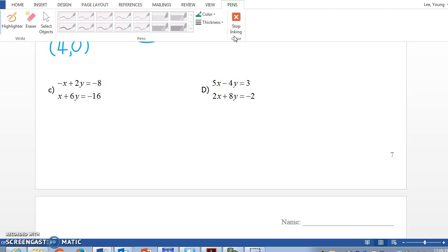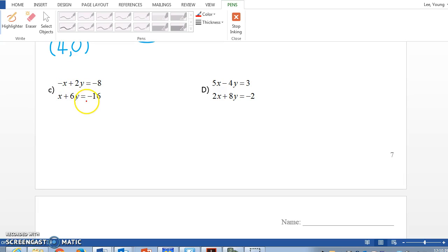Okay, now we're going to skip through B and go to C right away, because C should be easier than B. Let's follow the steps again. Make sure they're arranged in standard form, which is good.